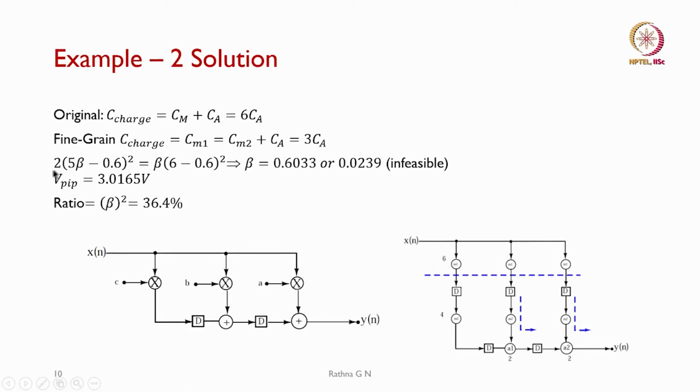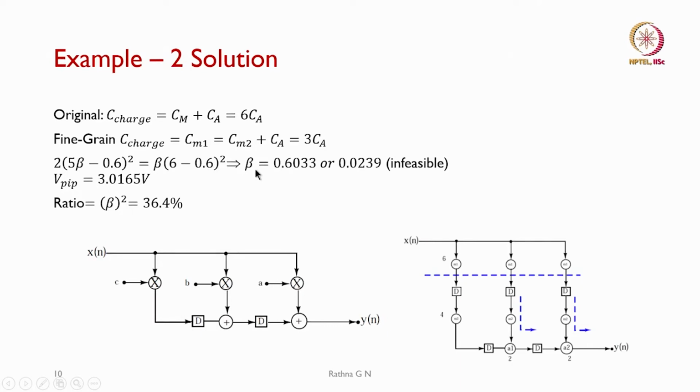Then in our equation, m is equal to 2 in this case, and the supply voltage V naught is 5 times beta minus V t, the 0.6 threshold, whole squared, which is equal to beta into 6 Ca, basically, minus 0.6 whole squared. Now, solve this equation.